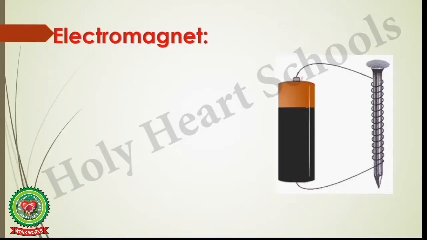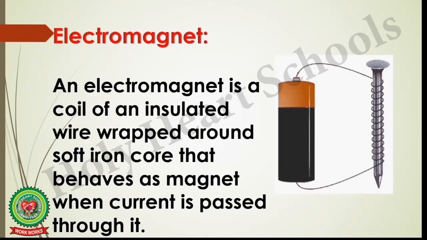Students, let us summarize the topic electromagnet. An electromagnet is a coil of insulated wire wrapped around a soft iron core that behaves as a magnet when current is passed through it, as shown in the diagram here. It is a coil of insulated wire wrapped around a soft iron core. Here, an iron nail is used, right? And it behaves as a magnet only when current is passed through it.